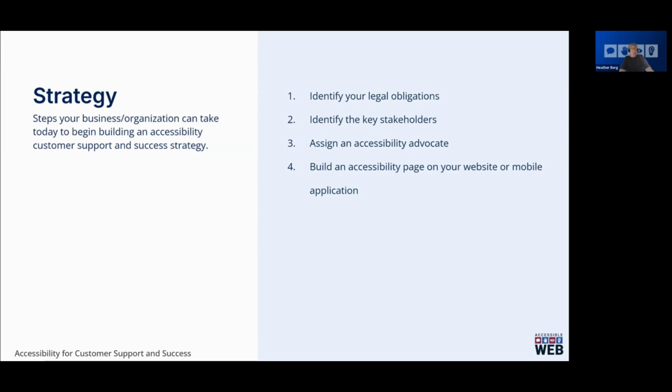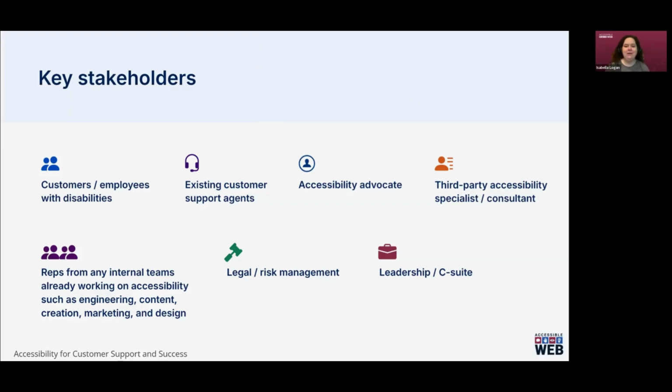Isabella next is going to tell us about identifying those key stakeholders. Yeah, so many different people within your organization could be a key stakeholder. Some examples that could be a key stakeholder would be customers and employees who have disabilities, existing customer support agents, your assigned accessibility advocate, which we'll talk a bit about in a minute, a third party accessibility specialist or consultant, representatives from any internal teams working on accessibility, such as an engineering team, a content creation, marketing team, things like that. A legal and risk management employee, and high up company leadership. And then I'm going to toss it back to Heather to talk about the accessibility advocate.